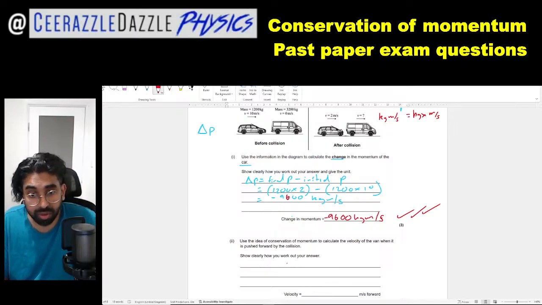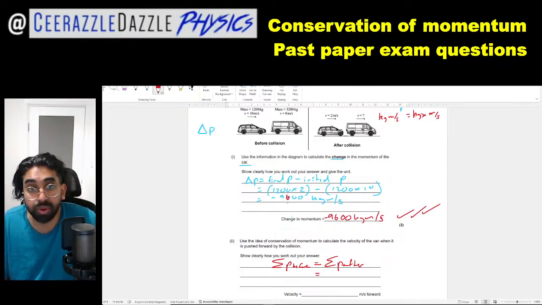So that's always true in any collision. The sum of the momentum before is equal to the sum of the momentum afterwards in every single collision. Yes, every time, you write this down.